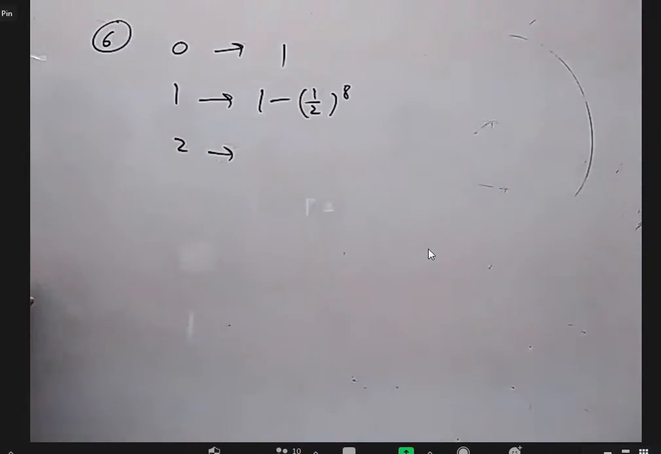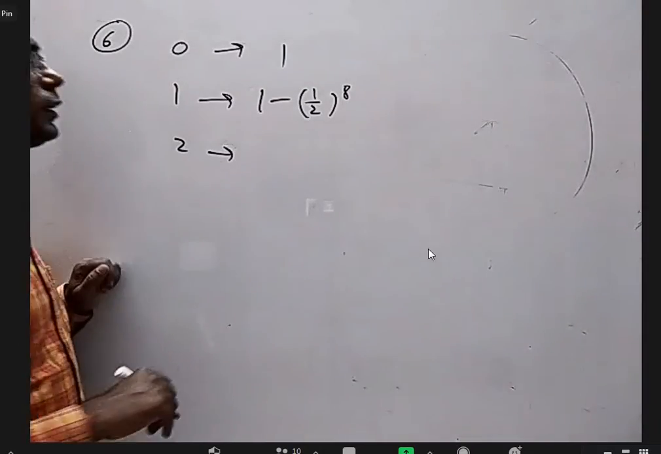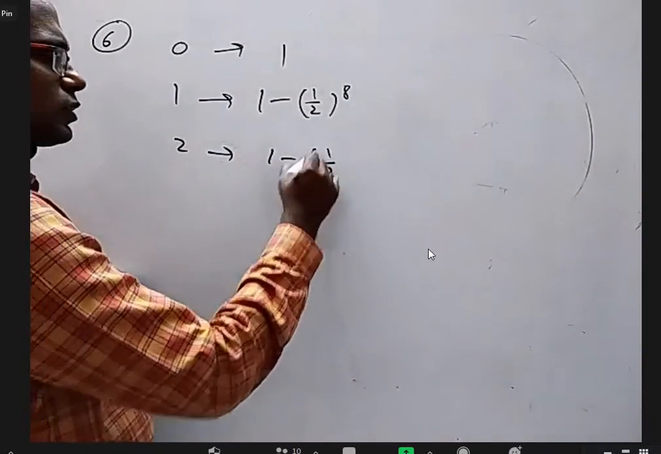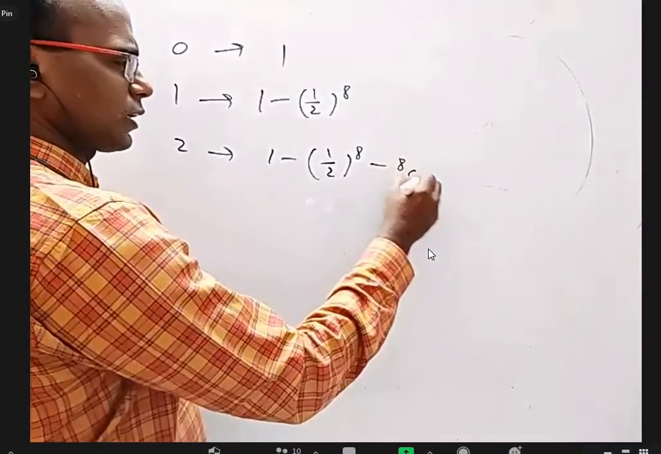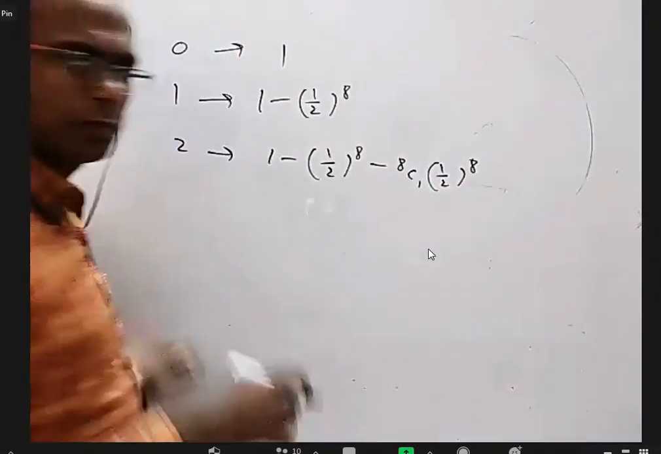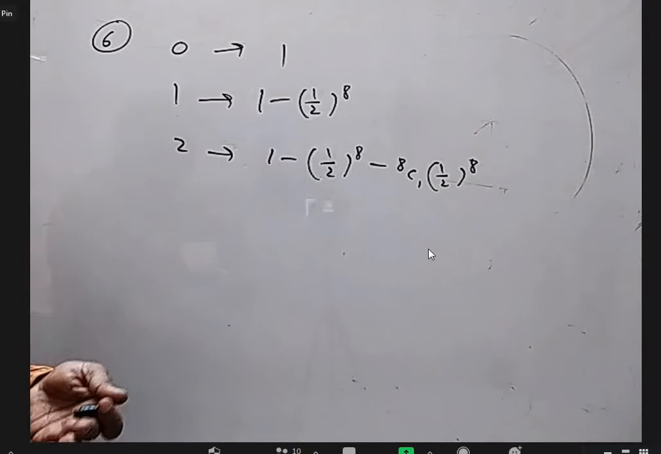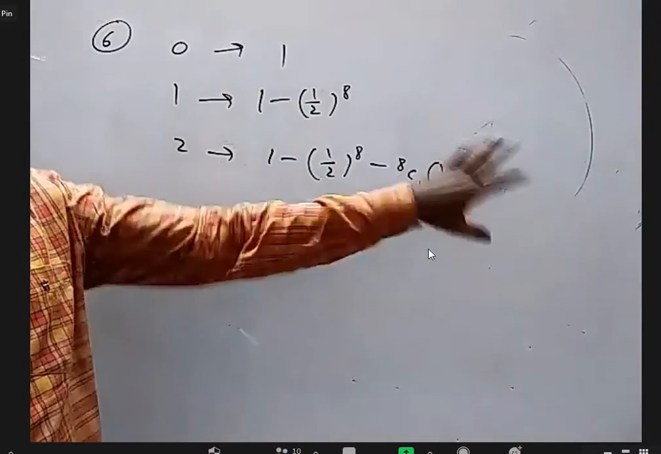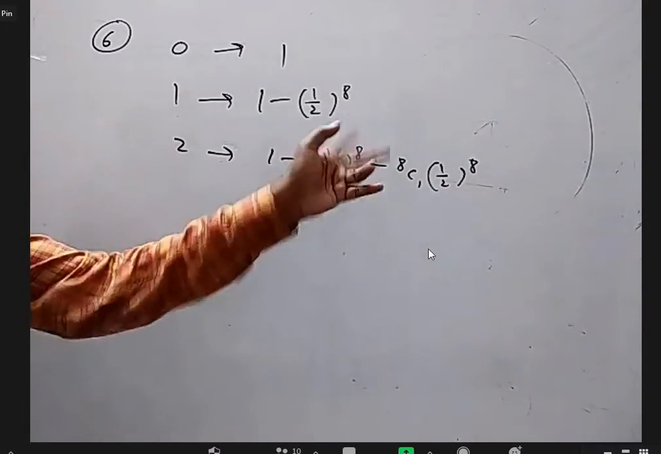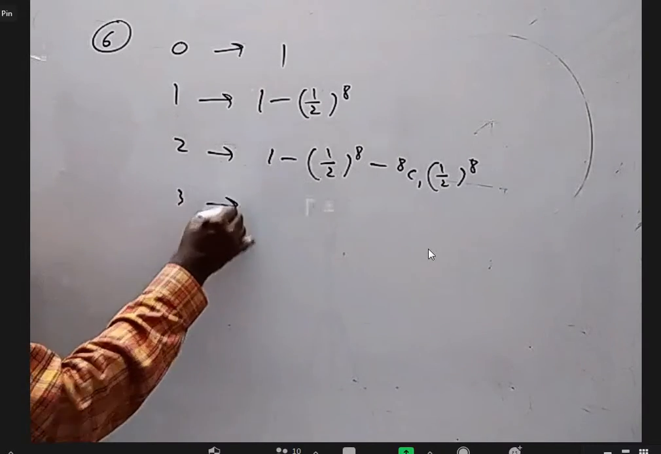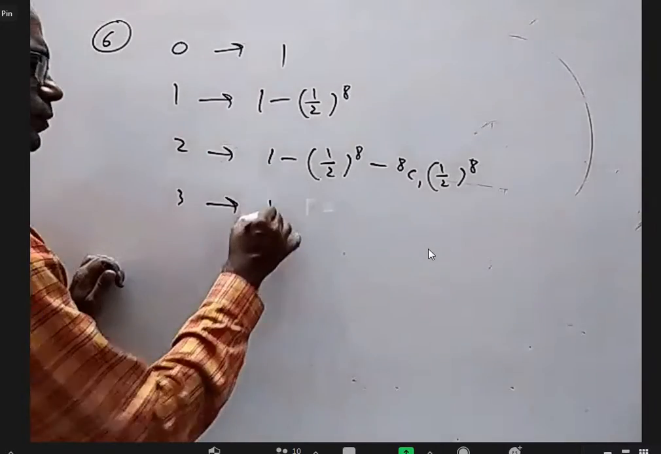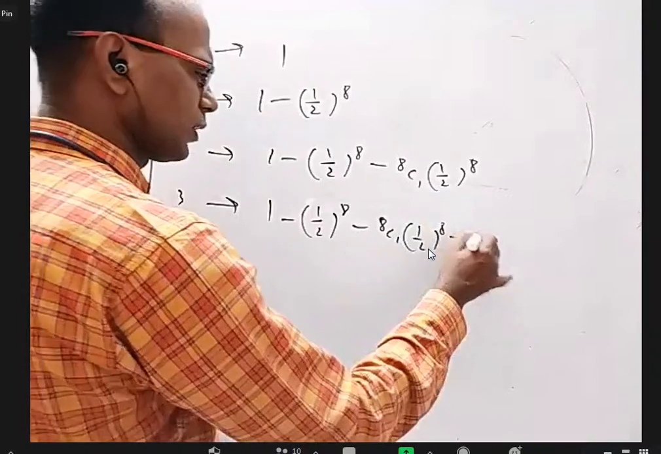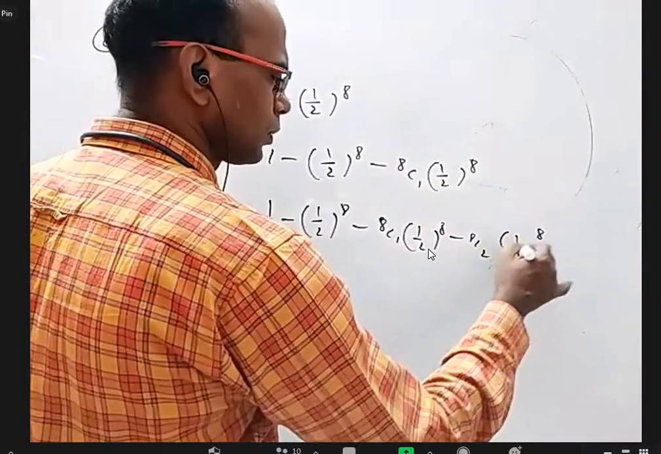If you want at least 2 correct, the probability will be 1 minus 0 correct and 1 correct. 0 correct is (1 by 2) whole power 8. 1 correct will be 8c1 into (1 by 2) whole power 8. In binomial distribution, if the probability of success is 1 by 2, the probability of failure is 1 by 2. The probability of k successes is 8ck into (1 by 2) whole power 8, since the powers k and 8 minus k sum to 8. If you want at least 3 successes, it will be 1 minus no success, 1 success, 2 success. That is 1 minus (1 by 2)^8 minus 8c1 into (1 by 2)^8 minus 8c2 into (1 by 2)^8.